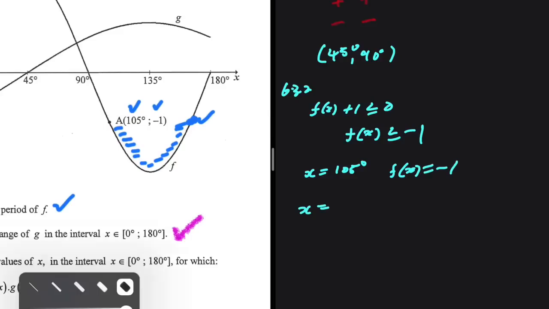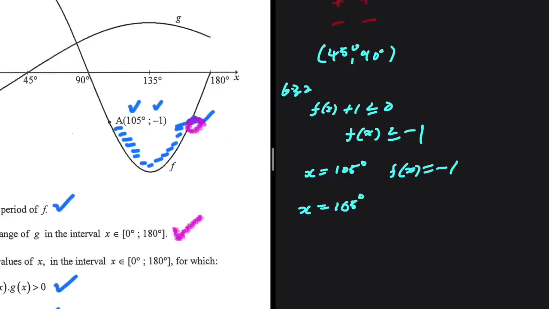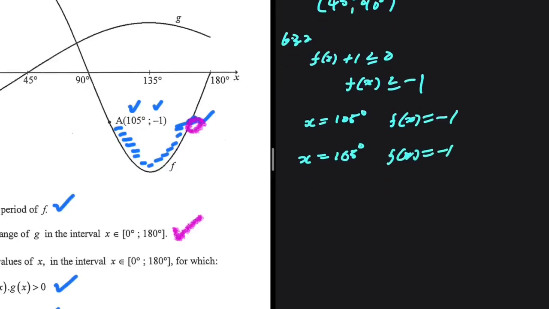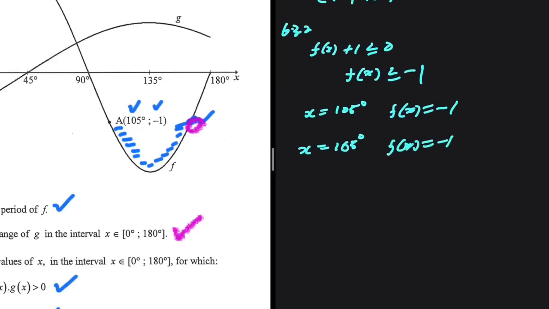This x value right here. Our solution will be between those two values. Okay, if you play around with your x values, if you say 105 plus 20 plus 30, you end up figuring out that when x is equal to 165 degrees, f of x will be equal to minus 1. So our solution, we need x to be between 105 degrees and 165 degrees.